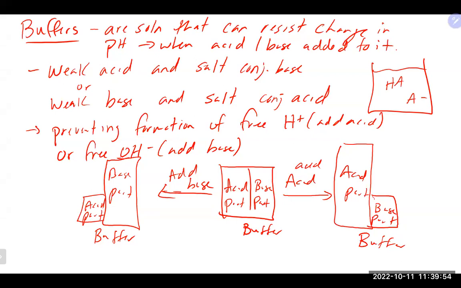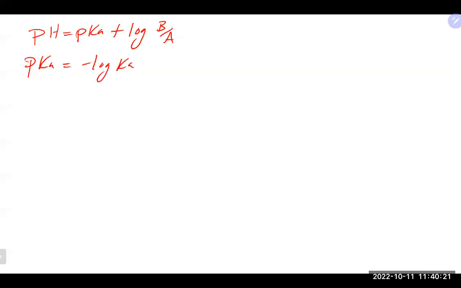A buffer really is a common ion effect type situation that's occurring because you have basically the weak acid and conjugate base, or the weak base and conjugate acid, in solution. And that really means for most cases, we do want to use the Henderson-Hasselbalch equation. The pH is equal to the pKa plus the log of the base over the acid. Once again here, the pKa value is minus the log of the Ka value.